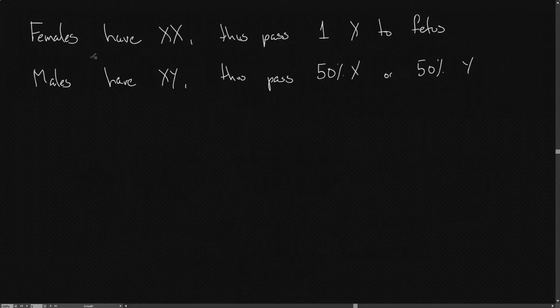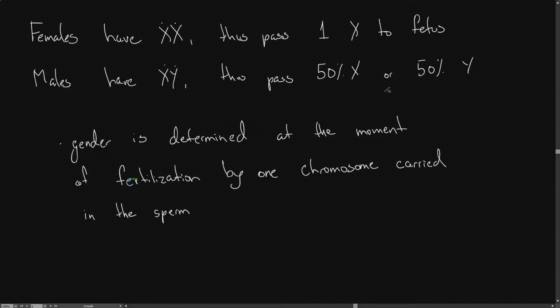The last thing we're going to be talking about in this video is that females have XX, thus they pass one X to the fetus. Males have XY, thus they have a 50% chance of passing an X or a 50% chance of passing a Y. For females, they have a 100% chance of passing an X because regardless of whether they pass this X or this X, the fetus will inherit an X. Whereas for males, there's a 50% chance of passing the X and a 50% chance of passing the Y. This 50% chance of passing an X or a Y is important for this statement.